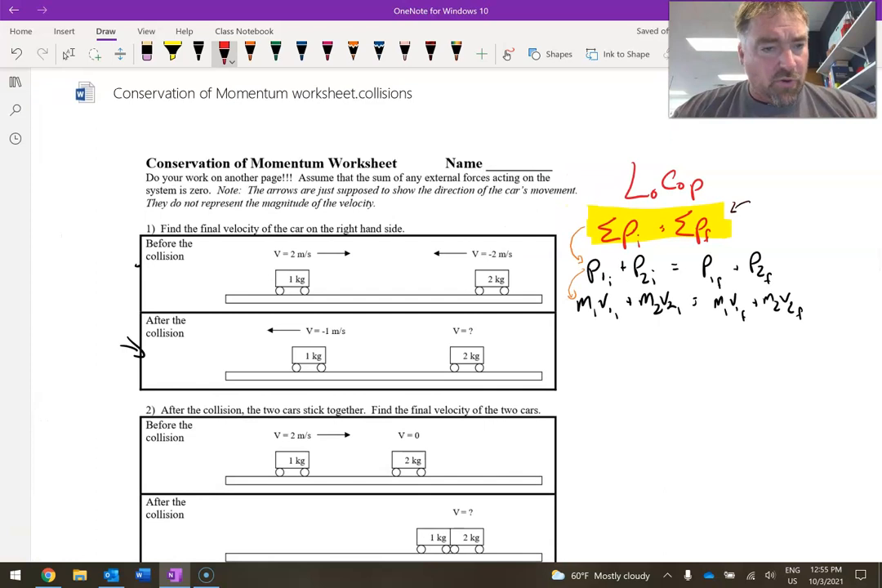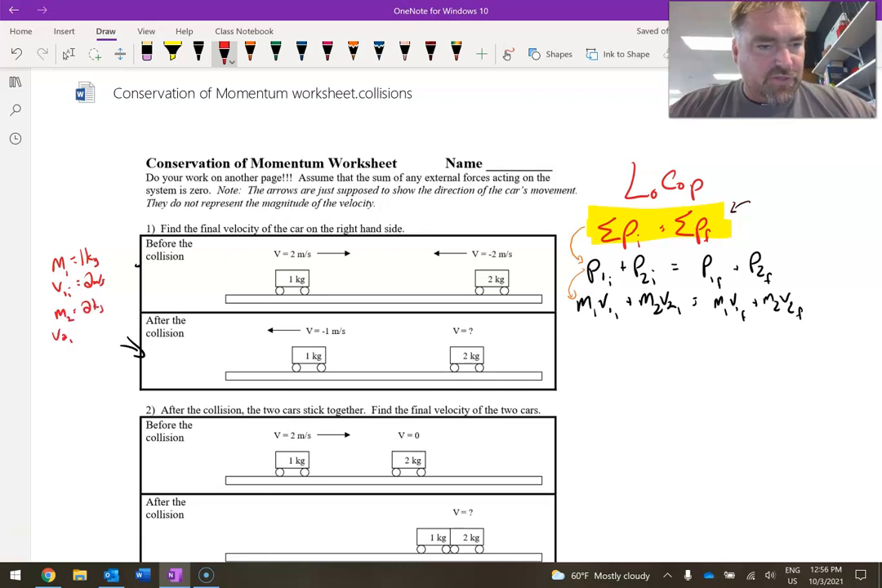I should have been putting in here, oh, M1 is going to be 1 kilogram, and V1 initial is going to be 2 meters per second, and then M2 is equal to 2 kilograms, and V2 initial is going to equal negative 2 meters per second. Now, it's got to be negative because direction matters. Velocity and momentum are vector quantities, and as such, direction matters. So if this one's going right and this one's going left, something has to be negative. I automatically default to right being positive, left being negative as soon as I see that they're going in opposite directions.